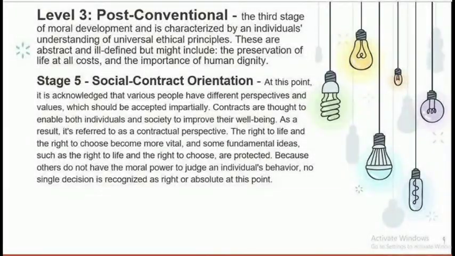And the last level is the post-conventional, the third stage of moral development, and is characterized by an individual's understanding of universal ethical principles. These are abstract and ill-defined but might include the preservation of life at all costs and the importance of human dignity. This is also known as the principled level.